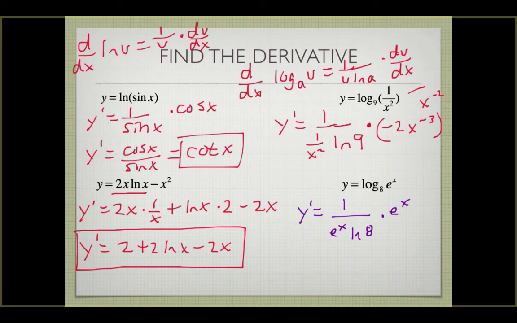Then we are going to simplify this. We have e to the x in the numerator over e to the x ln 8, and we get y prime is 1 over ln 8, because the e to the x's will cancel out. And that is my derivative.